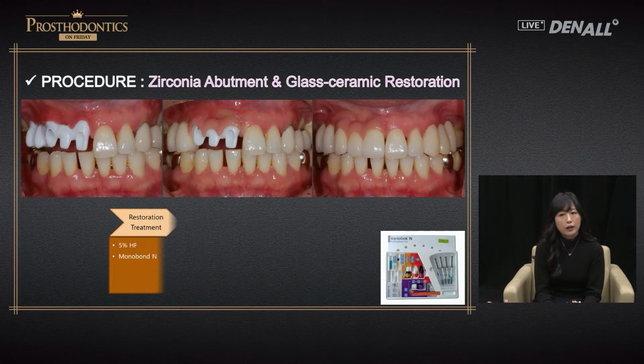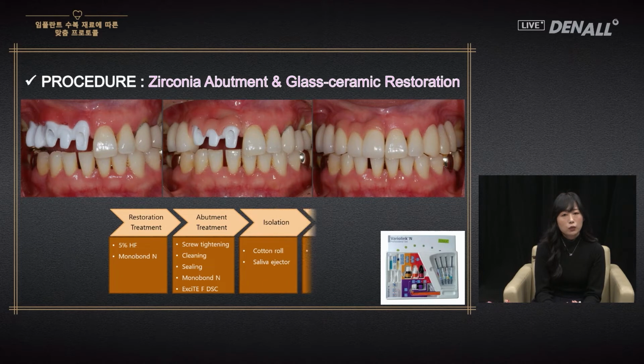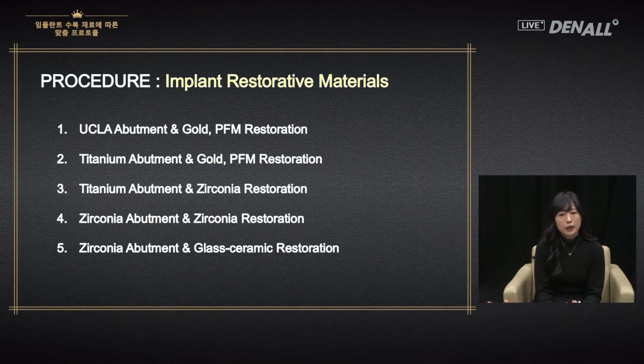To summarize, on glass ceramic restoration, etch using 5% hydrofluoric acid. Monobond N is applied. Place zirconia abutment, clean and seal. Monobond N and Excite DSC are used for surface treatment. Isolate abutment and using Variolink N, dual curing method is used for final fitting.